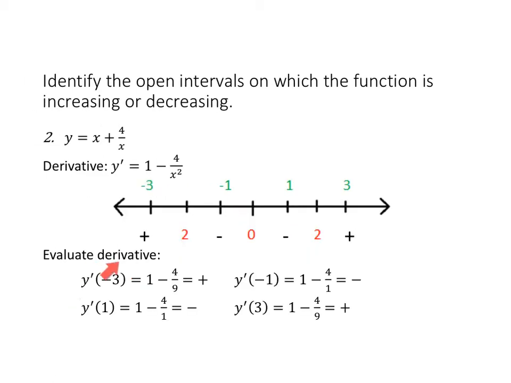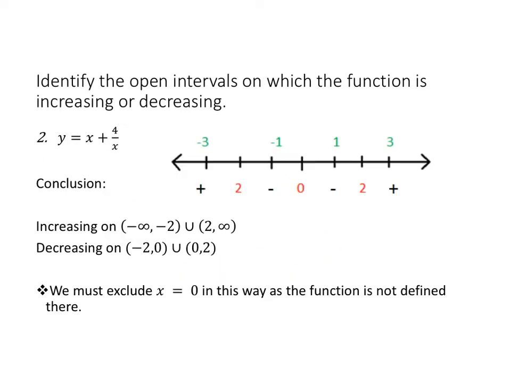So when I evaluate the derivative at -3, I get 1 minus 4 over (-3) squared. -3 squared is 9, and 1 minus 4/9 is positive. 1 minus 4 is negative, and that happens twice. And 1 minus 4/9 happens twice as well. When we evaluate these in the derivative, we find the derivative is positive or the derivative is negative along the way.